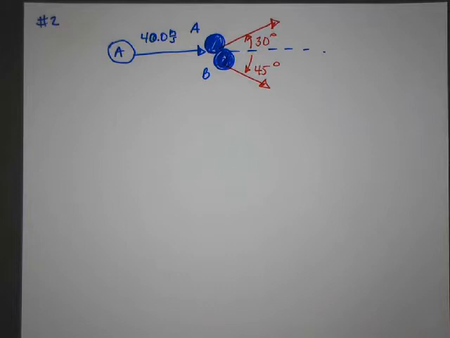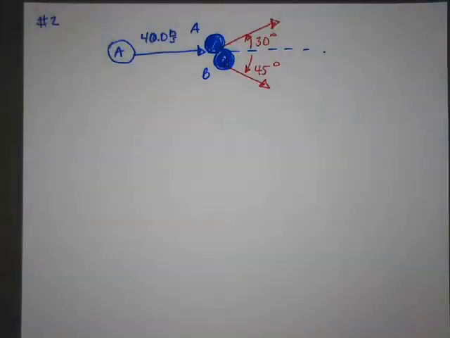It says hockey puck B rests on a smooth ice surface and is struck by a second puck A, which was originally traveling at 40 meters per second and which is deflected 30 degrees from its original direction. Puck B acquires a velocity at 45 degrees with the original velocity of A. The pucks have the same mass. Compute A, the speed of each puck after collision.